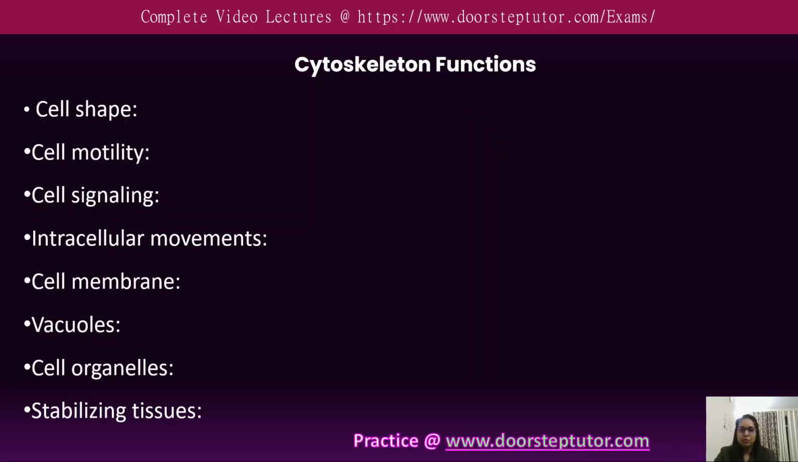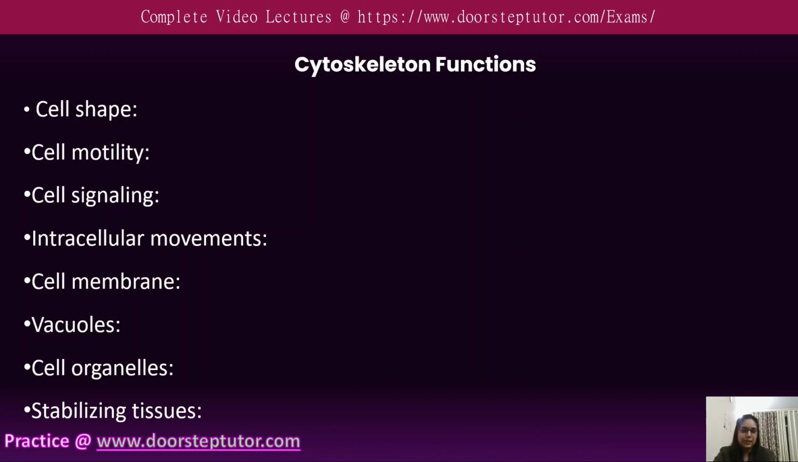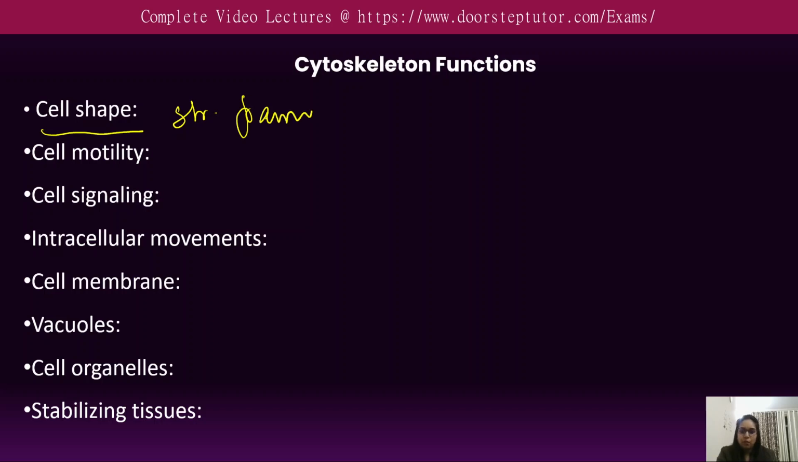So, what are the functions of this cytoskeleton? The functions of the cytoskeleton include that they help in maintaining the shape of the cell, meaning it provides a structural framework for the cell, determining its shape and the organization of the cytoplasm. Next, it functions in cell motility, meaning it is responsible for cell movement. It can contract, deforming the cell and also its environment, allowing the cell to migrate.